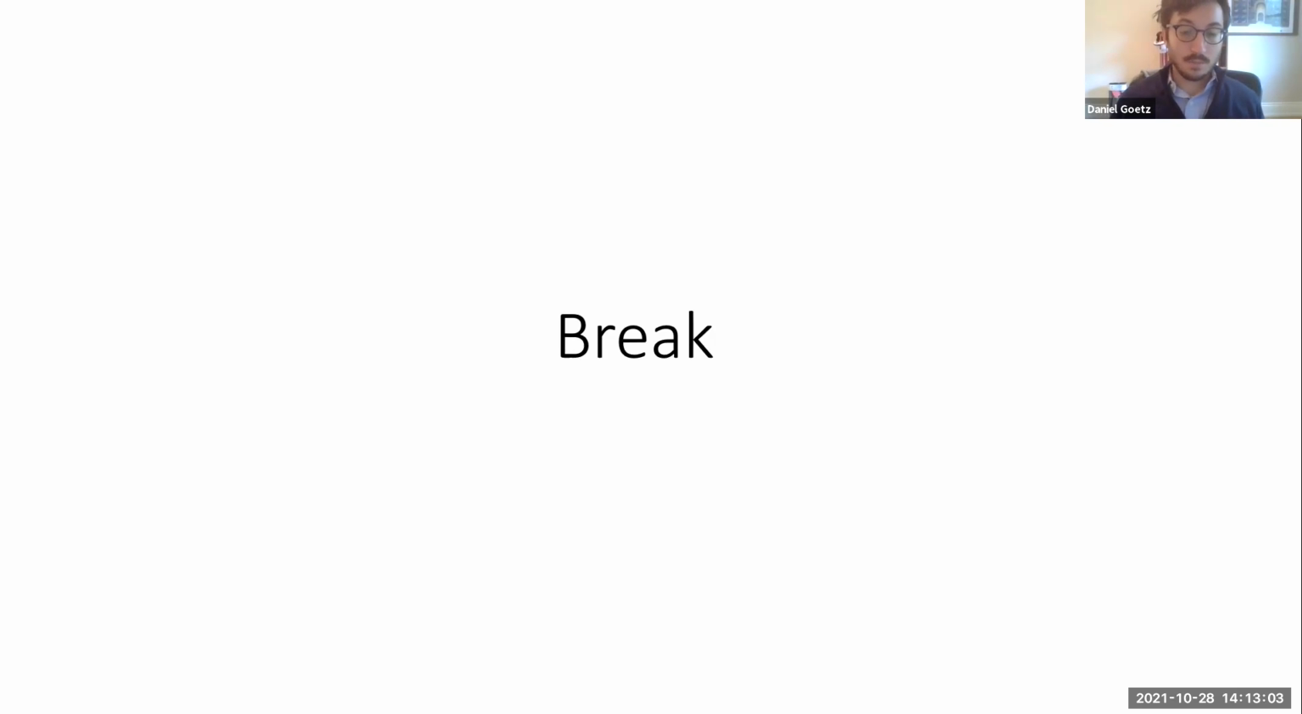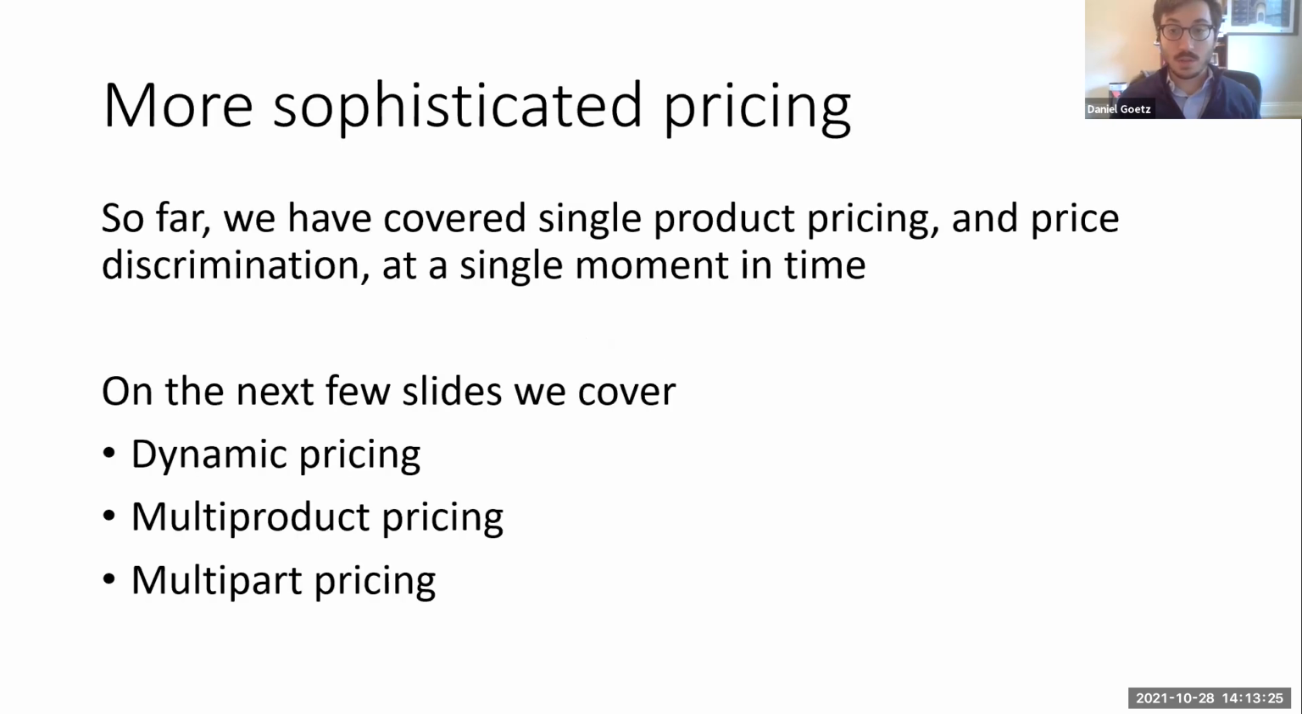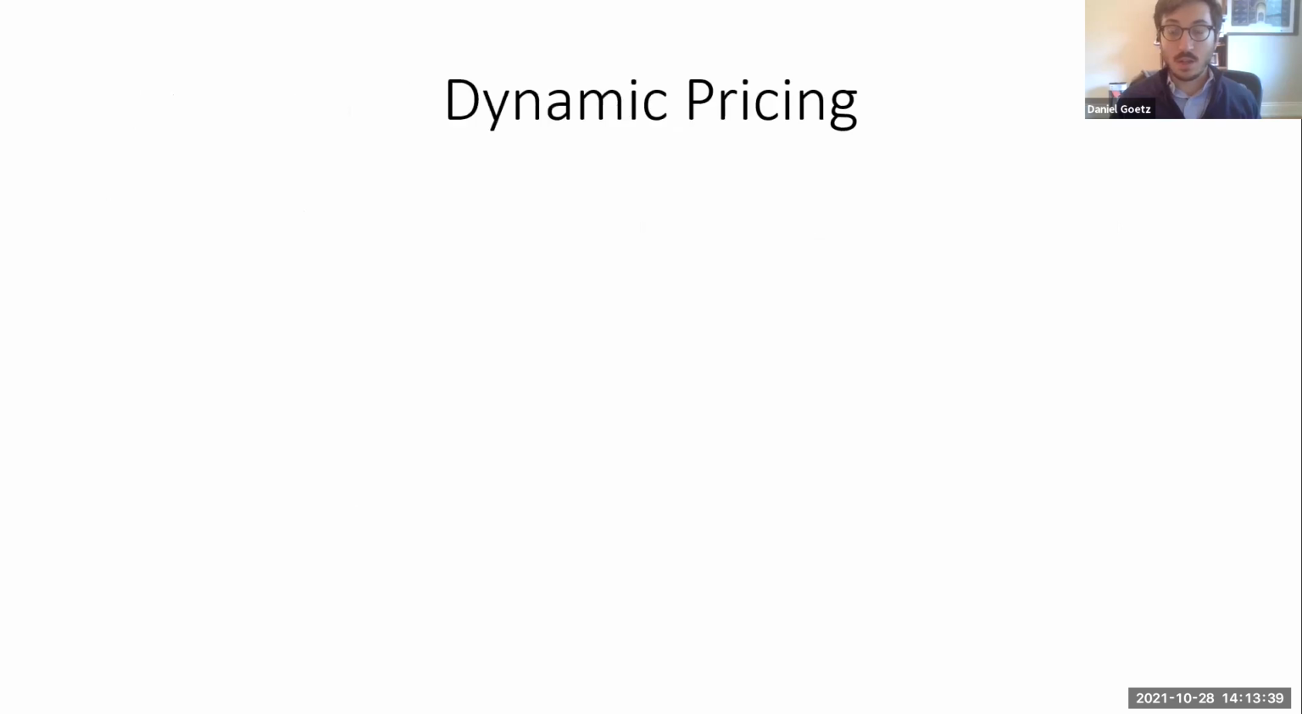All right, let's get back to it. So before the break, we kind of discussed basic pricing. So setting a single price for a single product, or setting different prices for the same product, but to different people. So now we'll think about more sophisticated pricing. So dynamic pricing, multi-product pricing, and then multi-part pricing, which means kind of multiple prices to the same person for the same products. So dynamic pricing, and this was the content of the survey this week.